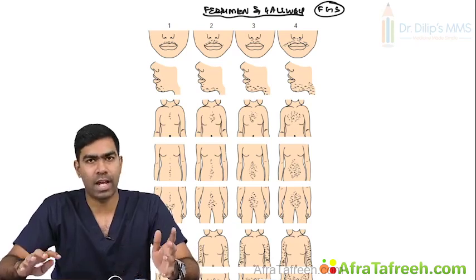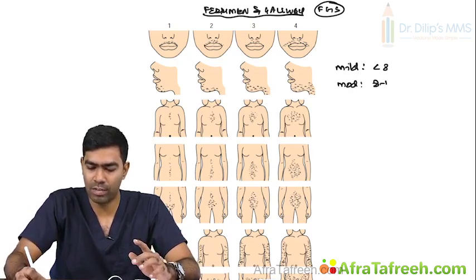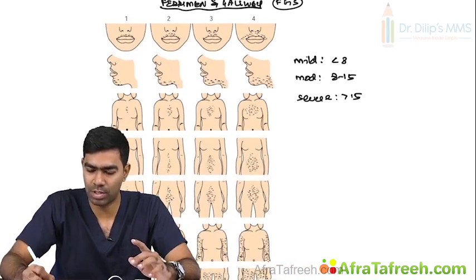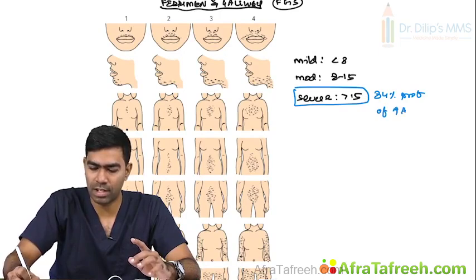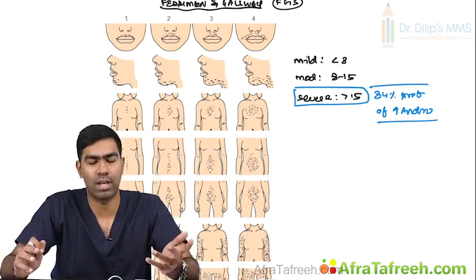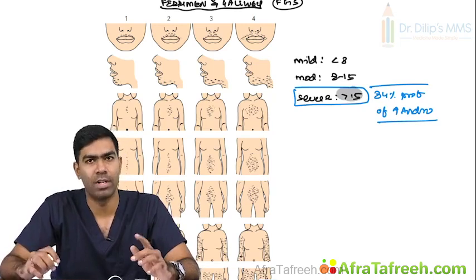So based on the Ferriman-Gallwey scoring, if the scores are less than 8, you call it mild hirsutism. If the scores are 8 to 15, you call it moderate hirsutism. And if the scores are more than 15, you call it severe hirsutism. Remember, any patient with severe hirsutism, there is 84% probability that the patient is having hyperandrogenism, which means whenever the FGS score is more than 15, it's almost sure that the patient will be suffering from hyperandrogenism.